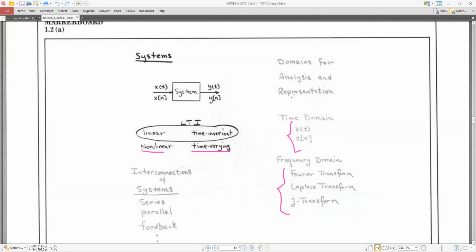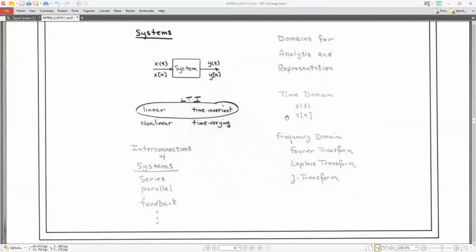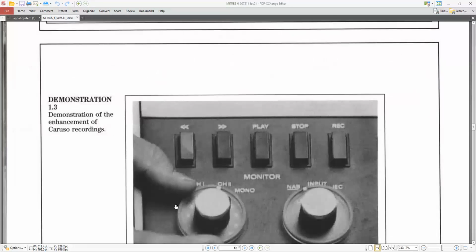So domains for analysis and representation: two types of domain, time domain and frequency domain. For the time domain, continuous time signal or discrete time signal. In the frequency domain, we have the Fourier transform, Laplace transform, and Z transform. And another thing is linear time invariant, or non-linear time varying. These kinds of signals and systems are there. There are several systems like series system, parallel system, feedback system. You'll see them later one by one, not all at a time.